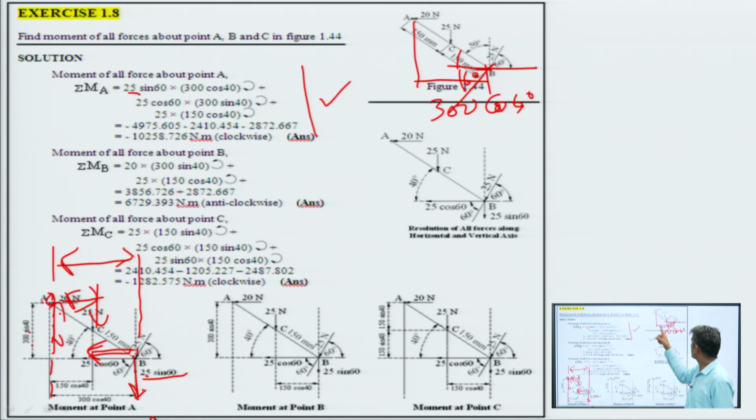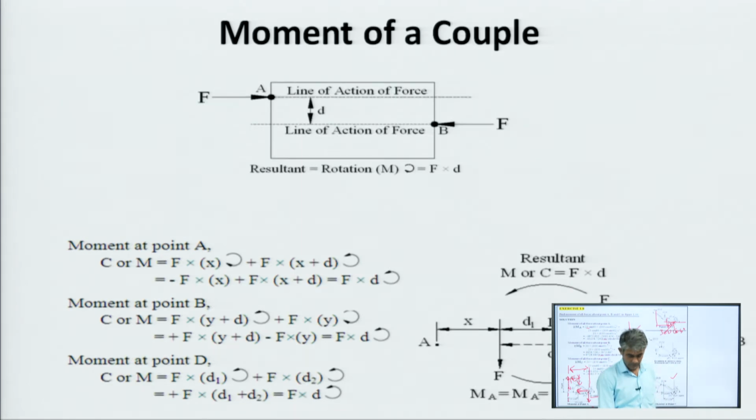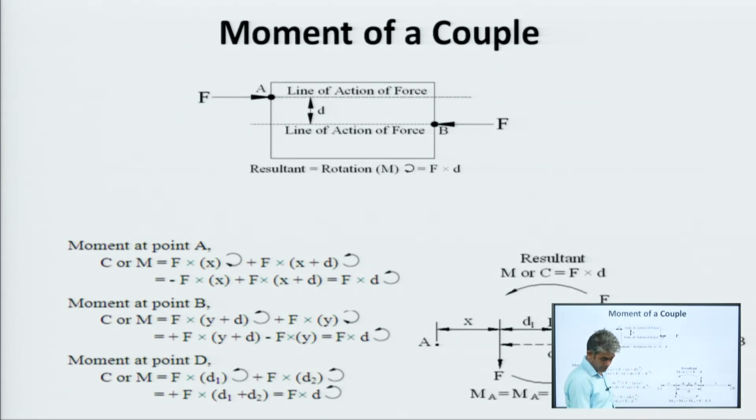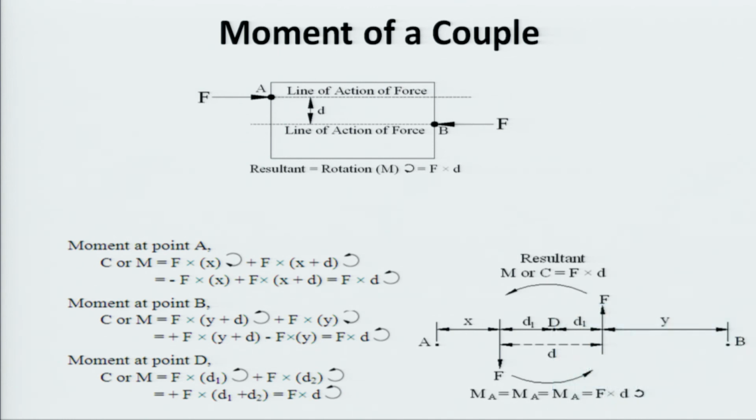Similarly, the moment at point B can be calculated with the help of this diagram, and the moment at point C can be calculated with the help of this diagram. Moment of a couple: if two forces are acting at a distance d in parallel and opposite directions, then the resultant of these forces is the couple. And what is the value? The value is F into d. It can be shown by this diagram.